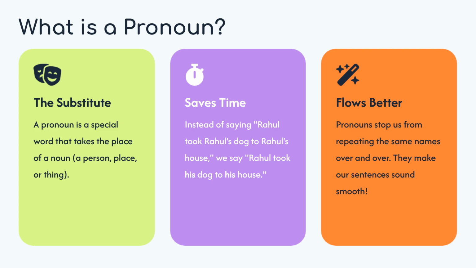So what exactly is a pronoun? Think of it as a substitute teacher for a noun. It takes the place of a person, place, or thing. Why do we use them? Well, they save time. Instead of sounding like a robot and saying Rahul took Rahul's dog to Rahul's house, we can say Rahul took his dog to his house. Pronouns make our sentences flow much better and stop us from sounding repetitive.